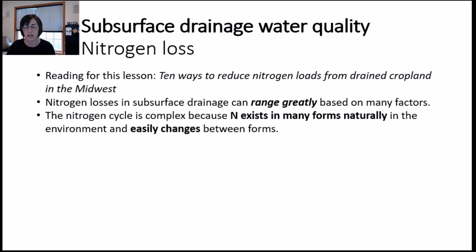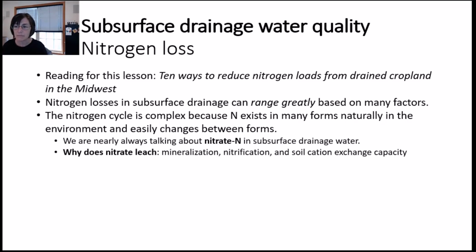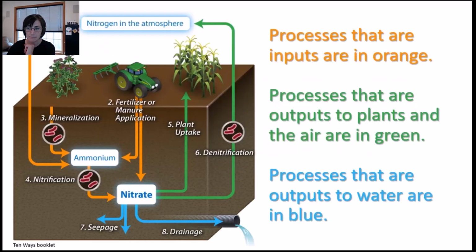Nitrogen losses in subsurface drainage can range greatly based on many factors. The nitrogen cycle is complex because it exists in many forms naturally in the environment, and nitrogen easily changes between different forms. However, one simplifying factor is that we're nearly always talking about nitrate nitrogen when we talk about nitrogen in subsurface drainage water. So let's talk about why nitrate specifically leaches, whereas other forms don't. I'm going to talk about mineralization, nitrification, and soil cation exchange capacity.